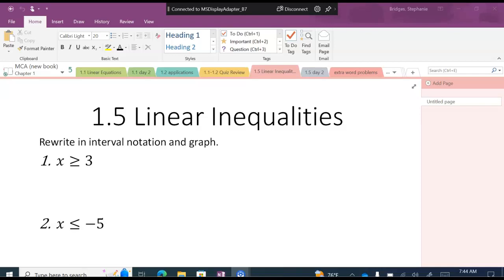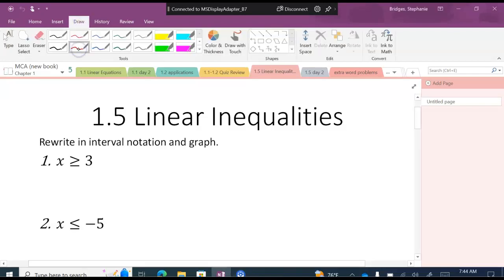Now, if we look at this first one, x is greater than or equal to 3. There is nothing to solve because x is already by itself. But what I want to take a look at is how we graph this. We're going to draw ourselves a number line, okay? It's already solved for me. But we're going to draw ourselves a number line, and whatever my number is in my inequality, whatever x is greater than or less than, that's what I'm going to put in the middle of our number line.